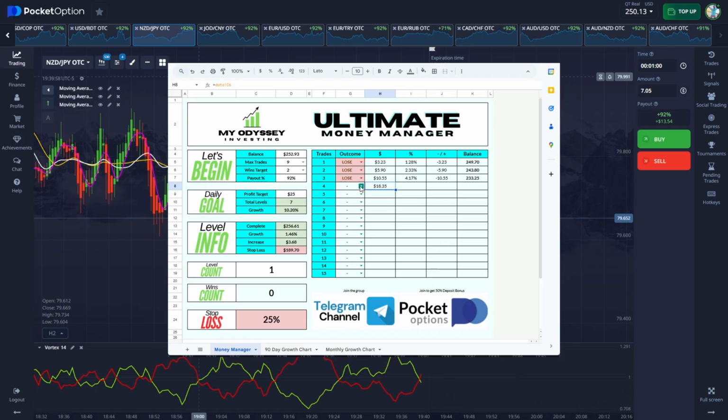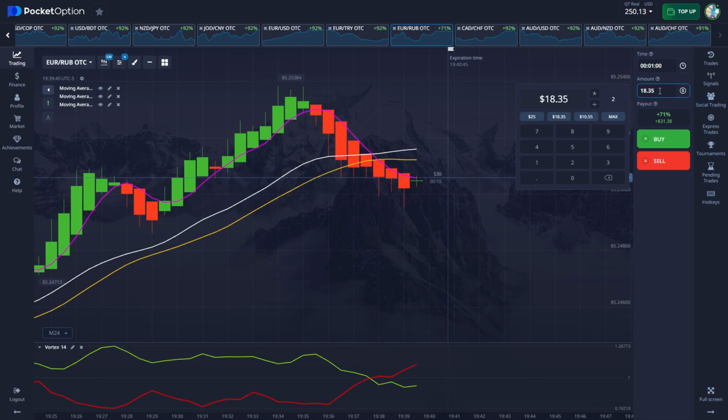Okay, so we have a win. There we go. So we need 2 wins in order to complete this level. So we will do one more win. So 705 is what we will enter inside of our Pocket Option. All right, 705.